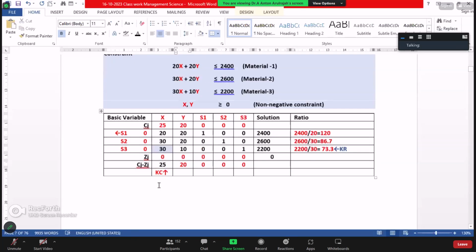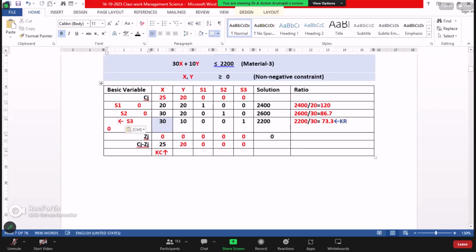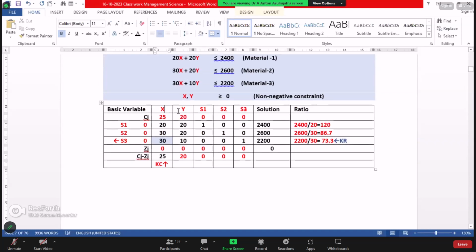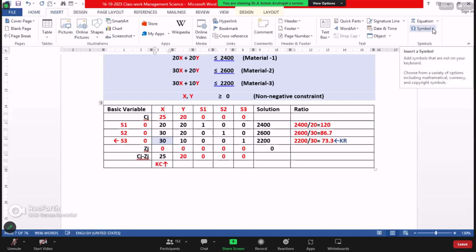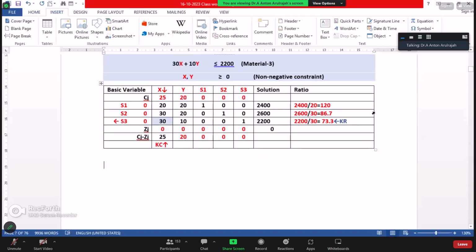So which is the leaving variable? Material 3. Sorry, leaving variable is Material 3, that means S3. Right. Good. What is the entering variable? X3 is the entering variable. Very good. X3 is the entering variable, and S3, material 3, is the leaving variable. Okay. Right. So with that, I hope you have understood.